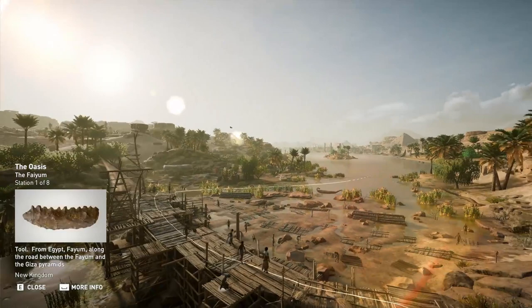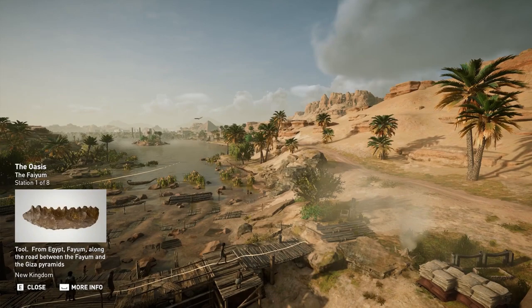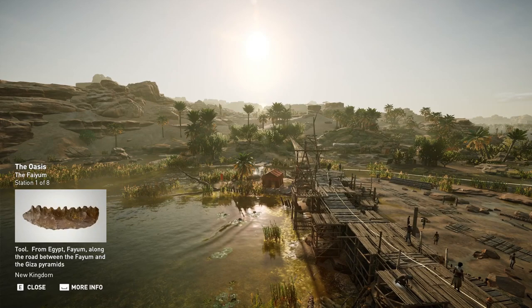The Faiyum Oasis is an enormous basin in the western desert that formed from the Nile's overflow. As such, it is not considered a true oasis, though it gives its name to the region, which covers Lake Moeris. The oasis harbors some of the oldest archaeological artifacts of the region, indicating that the area has been inhabited by hunters and gatherers since the Neolithic period.